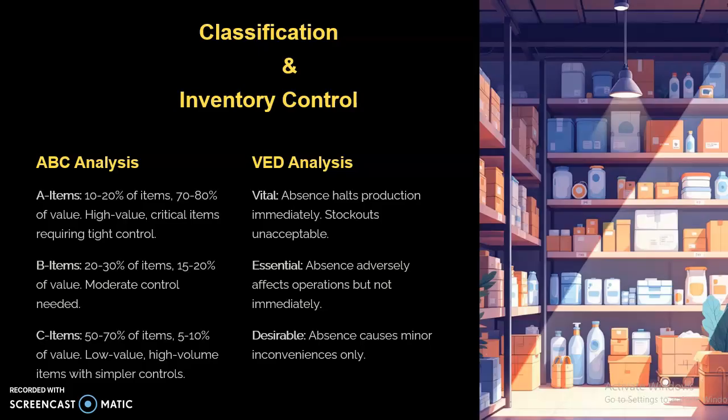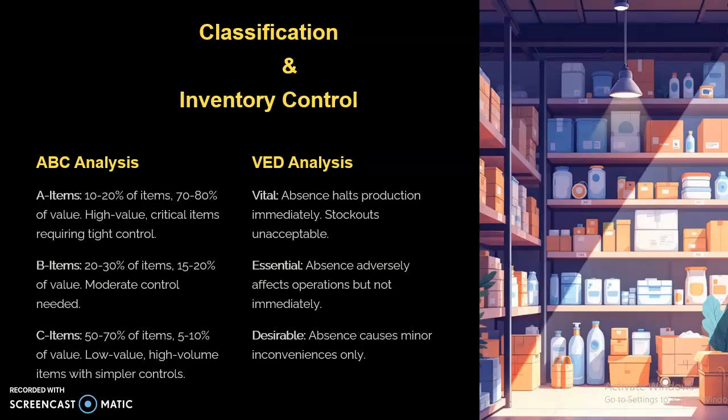A items, that is 10 to 20% of the items, consume 70 to 80% of value. These are called the high value critical items which require tight control. B items, 20 to 30% of the items, consume 15 to 20% of value. These are called the moderate items and moderate control is needed. C items are 50 to 70% of the items and consume 5 to 10% of value, which are called the low value high volume items, which need only simpler control.